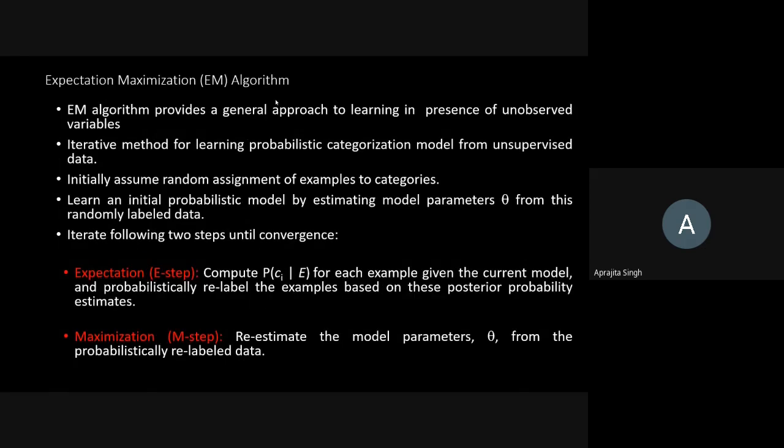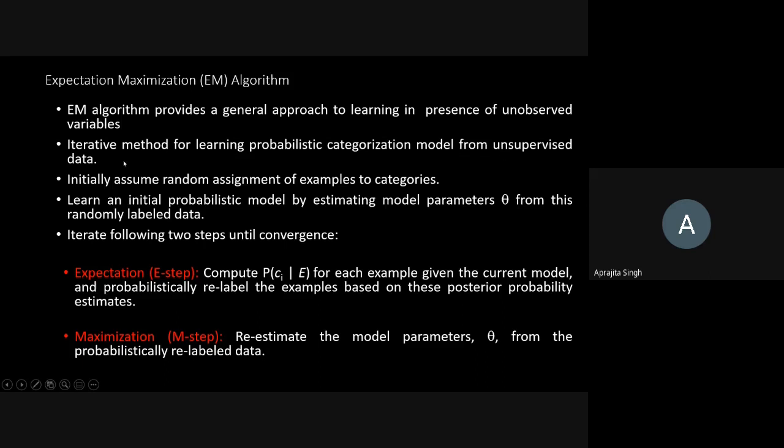So the EM algorithm provides a general approach to learning in the presence of unobserved variables. In maximum likelihood, what happens? There should not be any unobserved variables, otherwise it will not work well. In the EM algorithm, even if we have some unobserved variables, it will work fine. It is an iterative method to learn a probabilistic categorization model from unsupervised data.